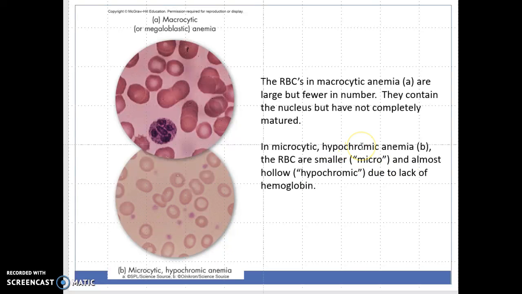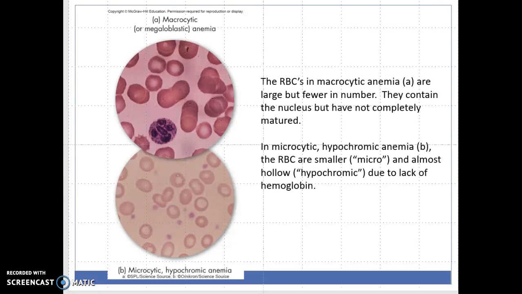Or they can get hypochromic, which means not bright colored, so kind of off, sort of tan instead of red. And microcytic means they're small. So these are small and not very red. These are large and kind of bulky. So these are both problems with the red blood cells, that they don't look as good as they should.